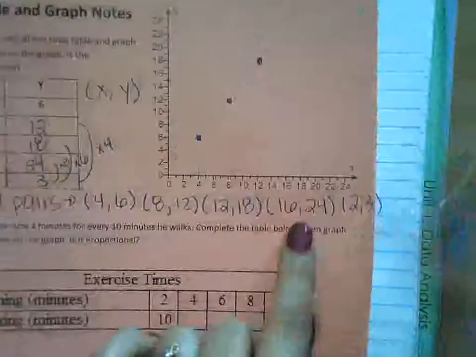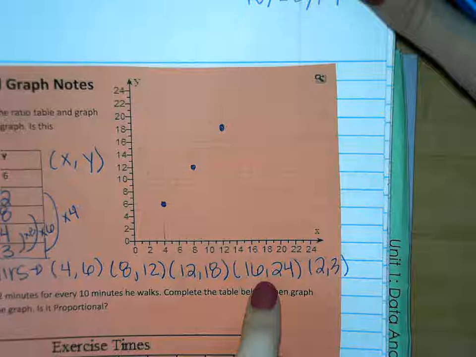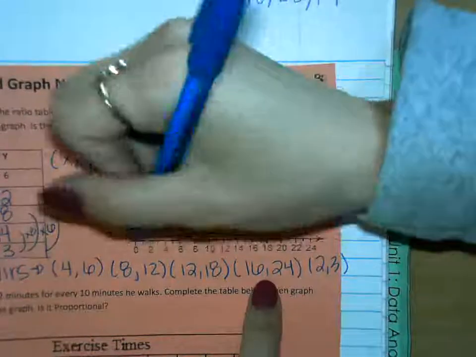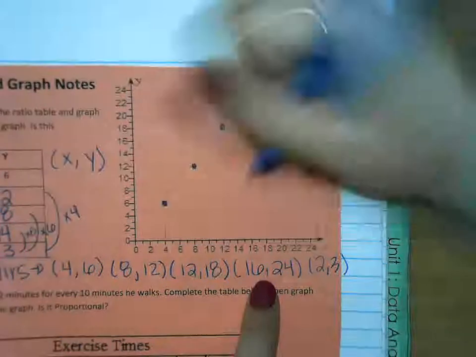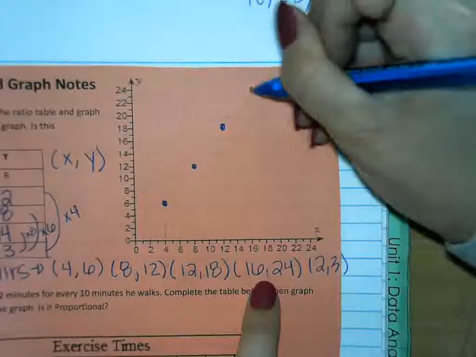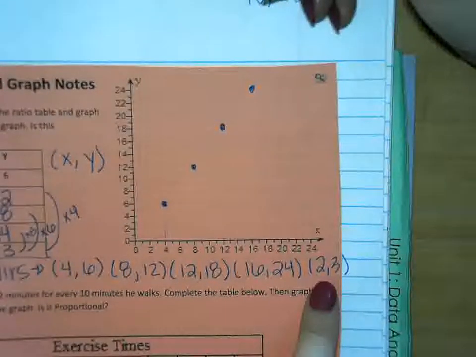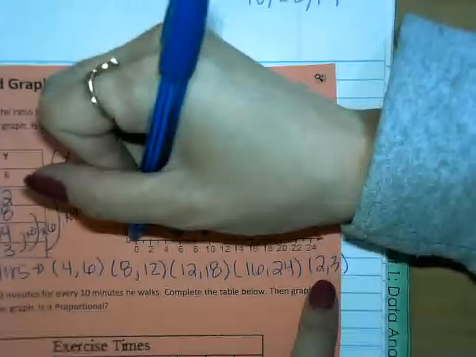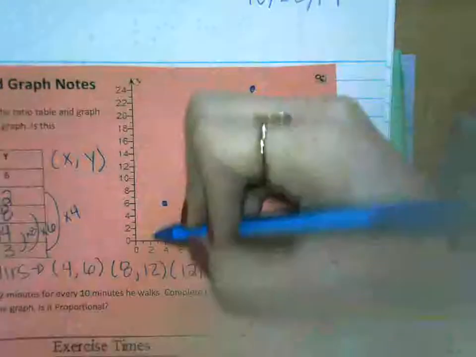What's the next one? 16, 24. So up 16 or over 16? Over 16, and then what, guys? Up 24. And the last one. So I go over 2, up 3.